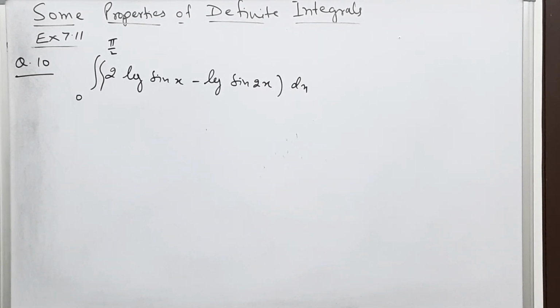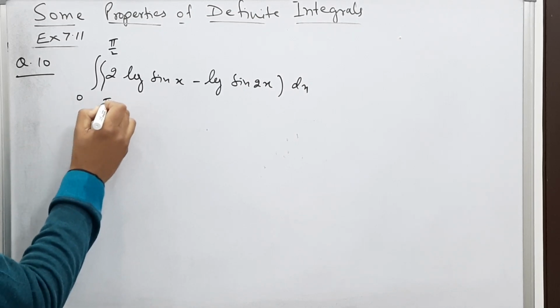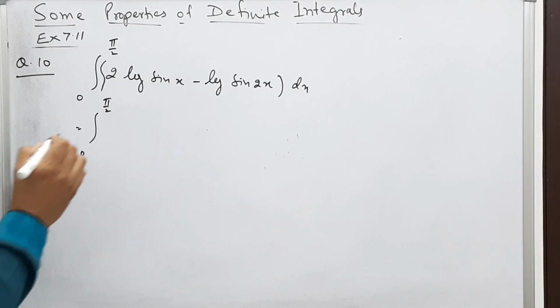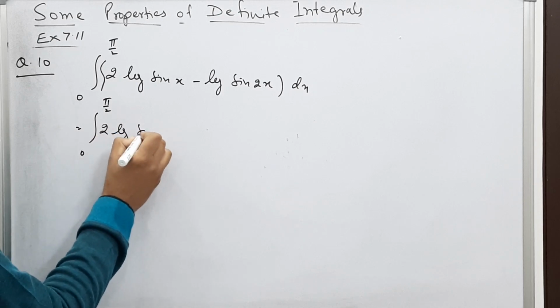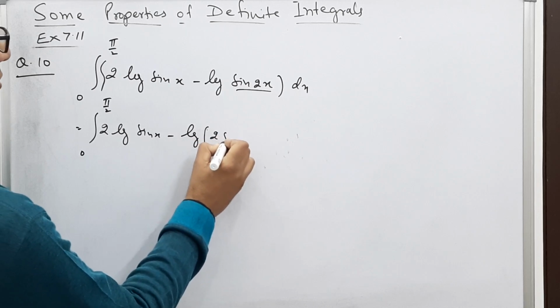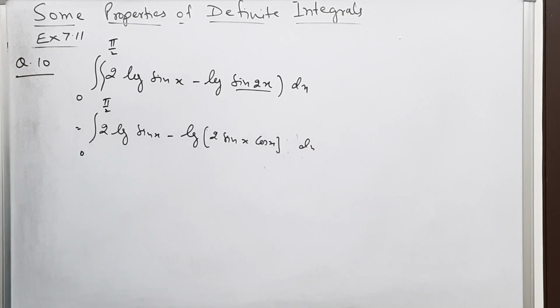Yes, dear students, see the problem of exercise 7.11, problem number 10. This problem is also based on the property of the log as well as the fourth property. It is 2 log sin x, so we write this as 2 log sin x minus log sin 2x. We can apply trigonometry and cos x dx. You know this formula: sin 2x is 2 sin x cos x.